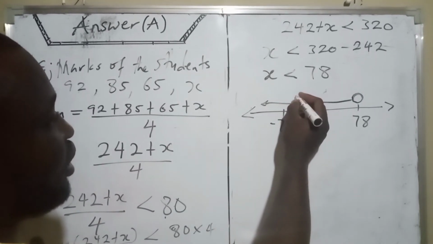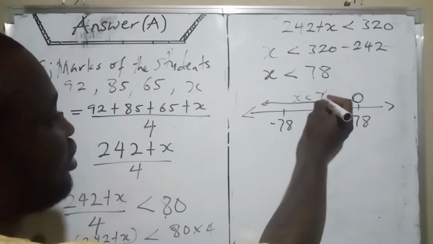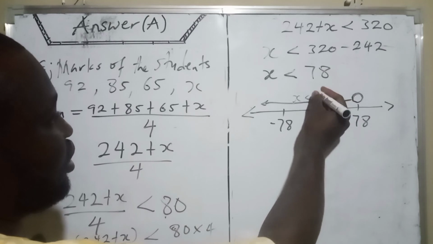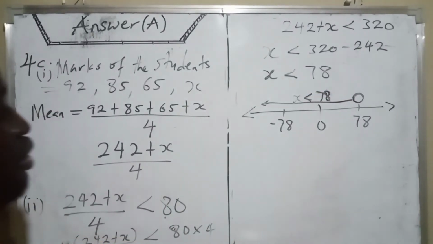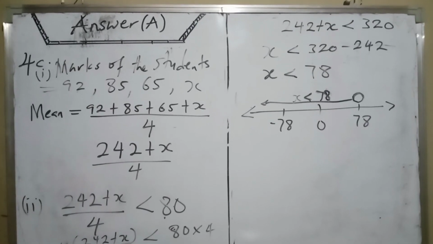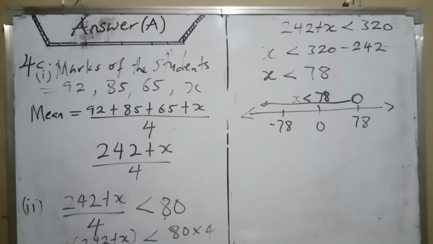We can decide to write the inequality on top of the line. So s less than 78. s less than 78. That is how we can answer this question as well.